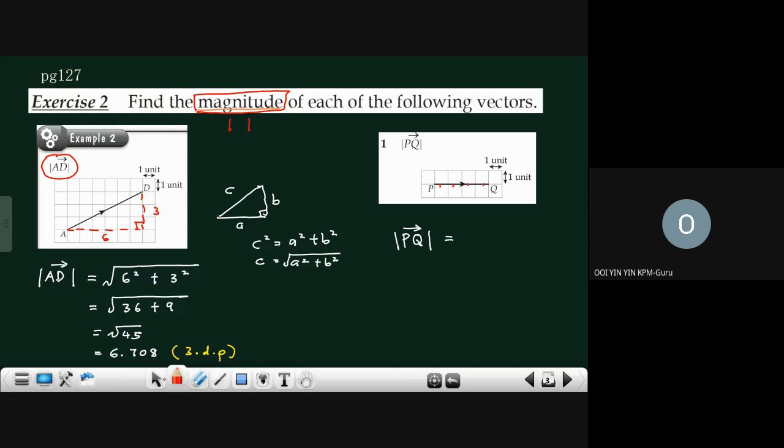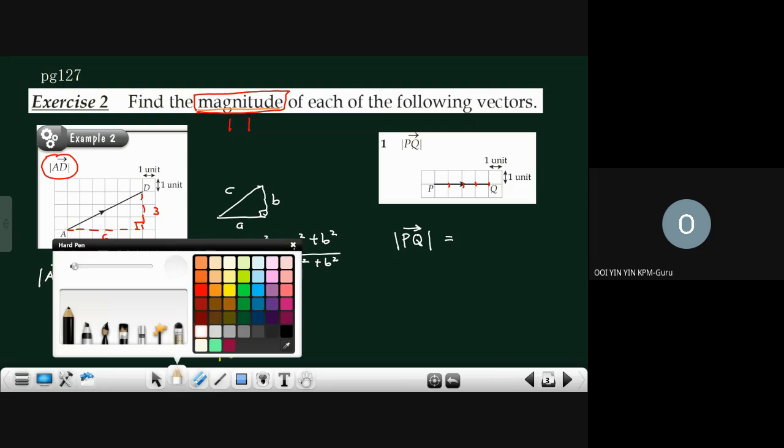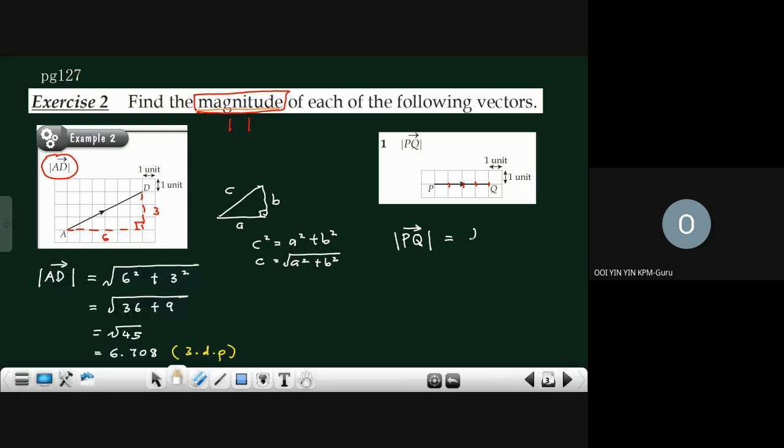Actually, I am not encouraging you to count this way. I encourage you to count like this. Starting here, at the end here, you count as 1, 2, 3, 4. Then you're starting here and here, right? So this is one whole box. Then 1 unit here, 2 units, 3rd unit, 4th unit. So your answer for the magnitude of PQ is 4.